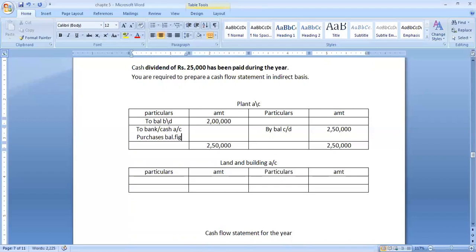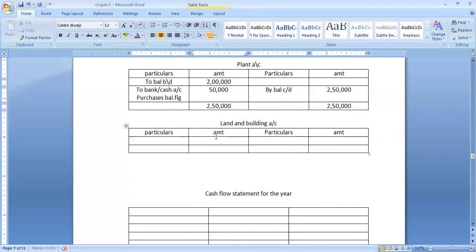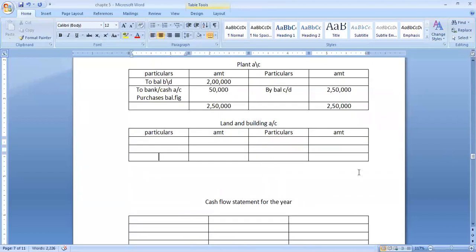Which is a balancing figure value. So what is the balancing figure here? It is 50,000. Clear? So 50,000 is the balancing figure. Next, prepare a. So where do you take the purchases? Purchasing and the sale activity is taken in the investment activity. Clear? So land and building.